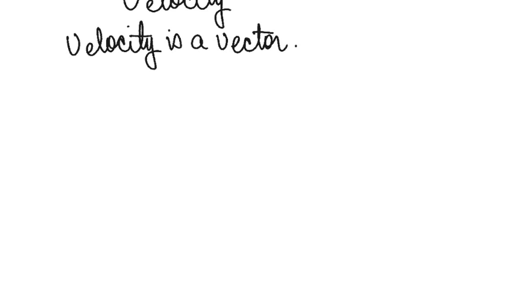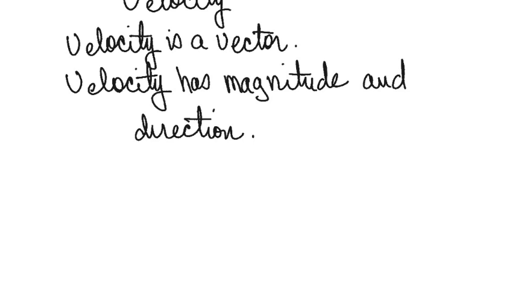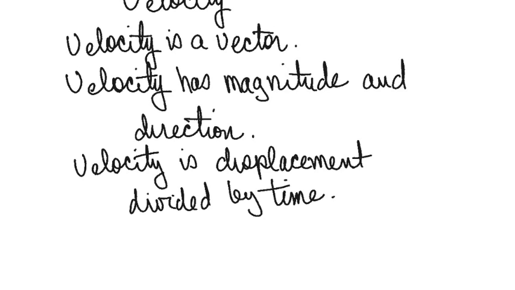Let's move on to velocity. Velocity is a vector, which means velocity has magnitude and direction. A quantity with a magnitude and direction is a definition of a vector. Velocity is displacement divided by time. Remember, displacement is a straight line distance between the starting and the end point. It does not take into account the path taken. It is only the straight line distance between the start and the end point.